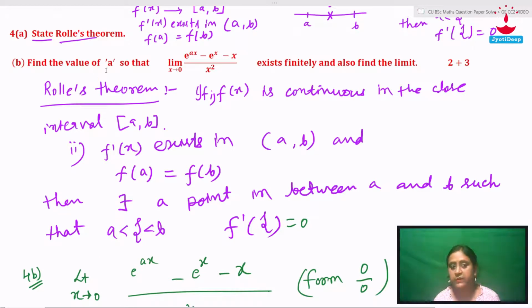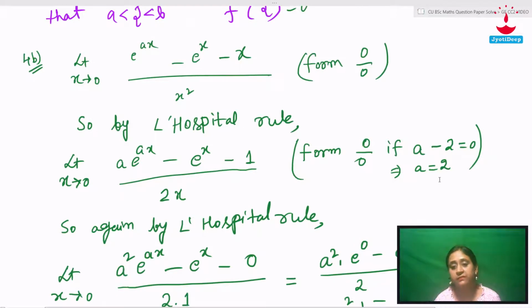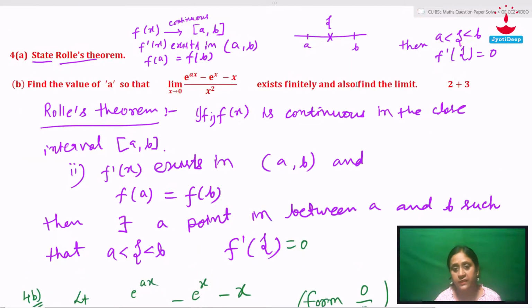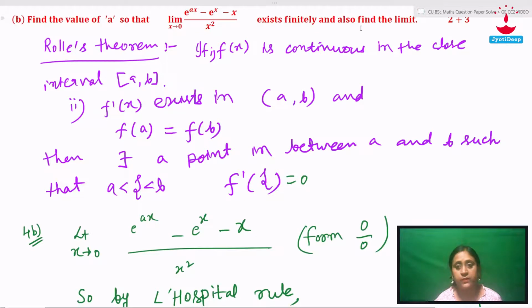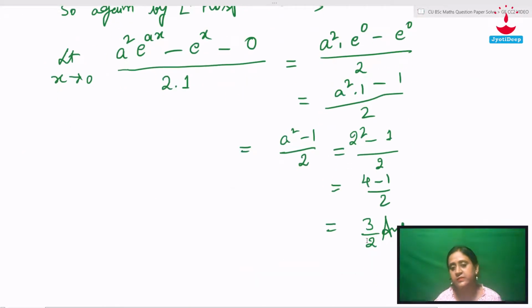Find the value of a so that this exists. So it will exist if a is equal to 2 and the value of the limit is equal to 3 by 2. This is our answer.